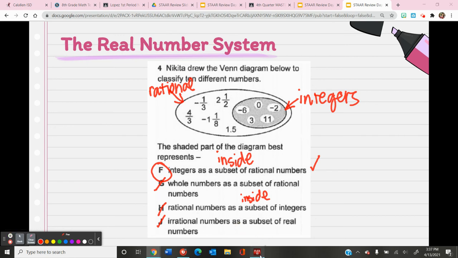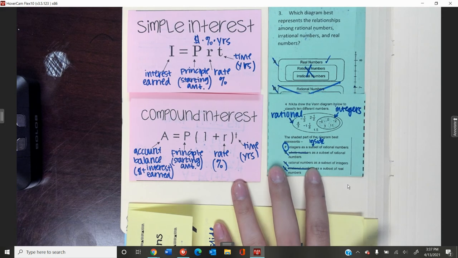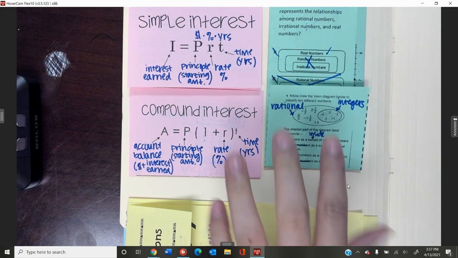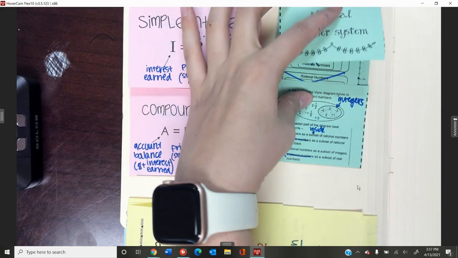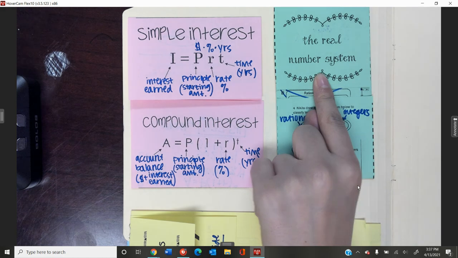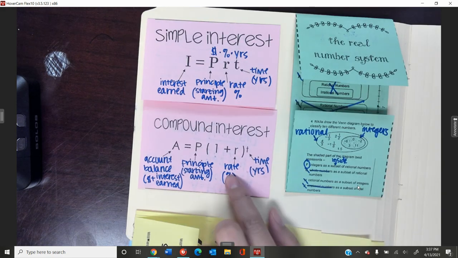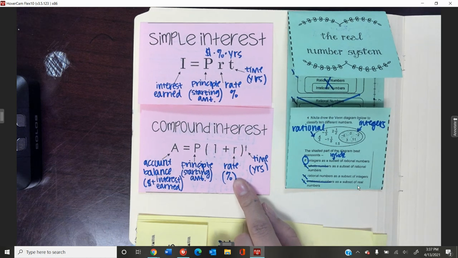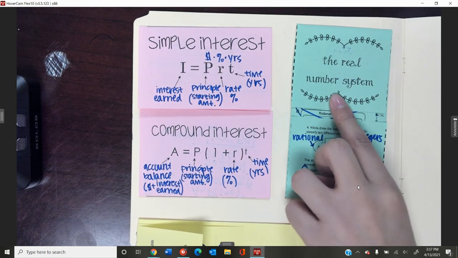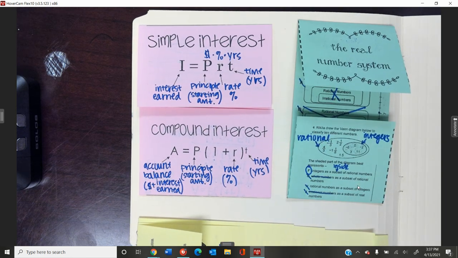Okay, so lastly, looking at your foldable, this is everything you should have written down for number 4. So that was discussing the real number system. So now you can go ahead, and if you've watched the video going over interest, you've now watched the video going over the real number system. You can now go ahead and complete your assignment for the day.